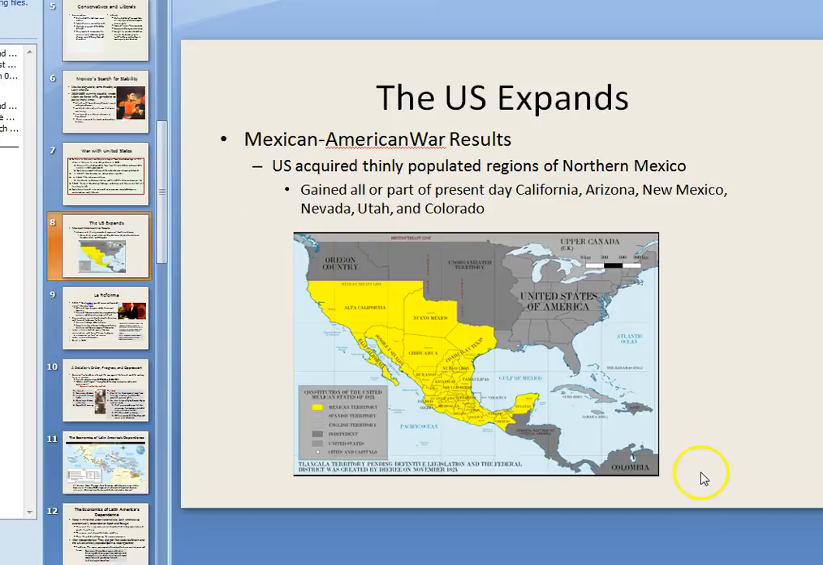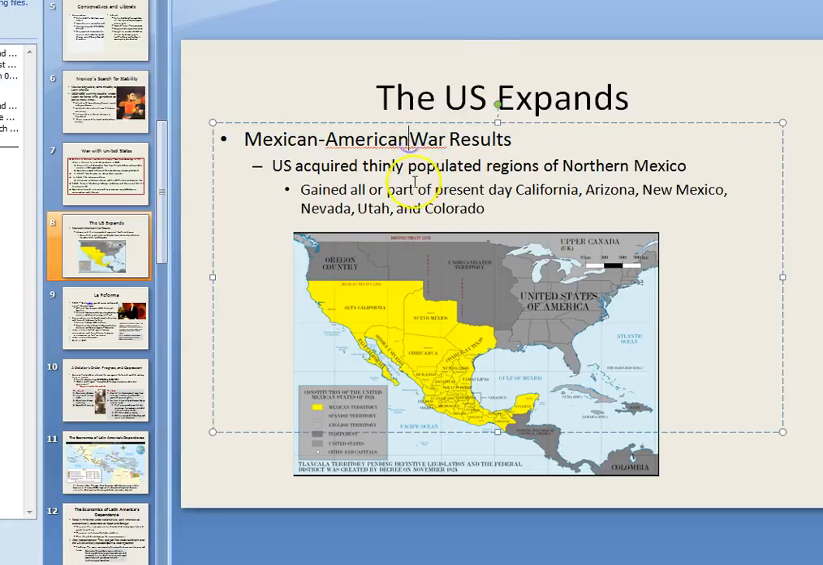So, the one thing that I do want to revisit, because I did not show you the map, is that we talked about the Mexican-American War that occurred between 1846 and 1848. And I just want you to be clear on the fact that Mexico ended up losing about 50% of its land. It lost either part or all of present-day California, Arizona, New Mexico, Nevada, Utah, and Colorado. And not a lot of people know that.